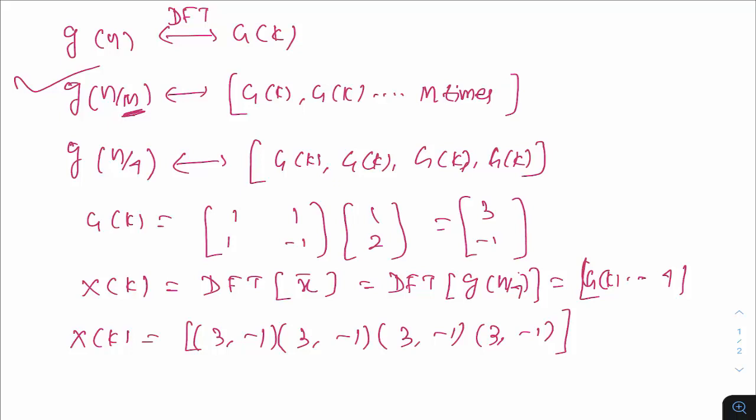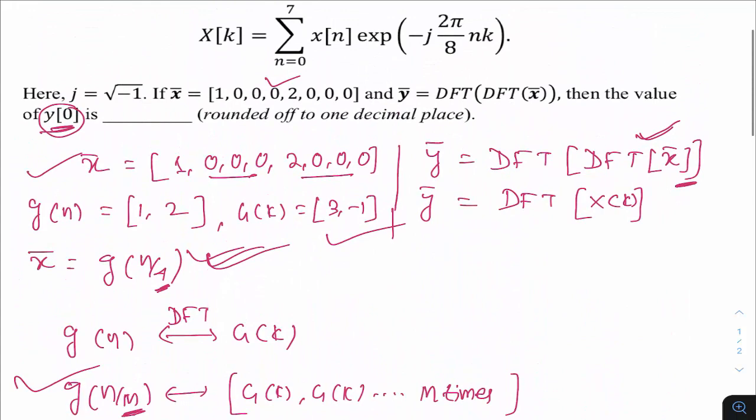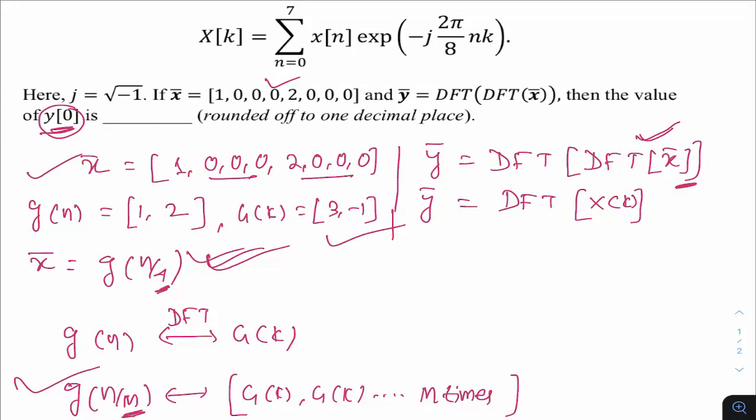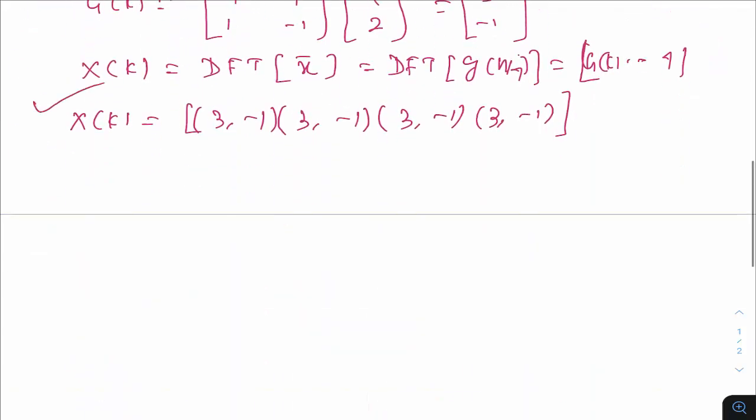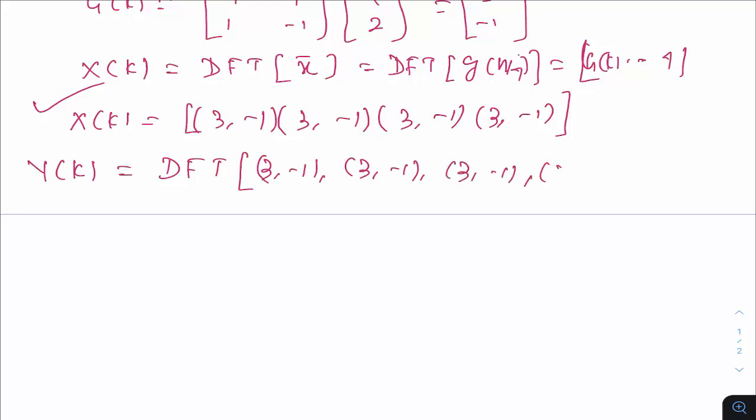Okay, but is this everything? It's not, because the end question is not to evaluate X of k. The end question is to evaluate the DFT of this one. So the first part, X of k, I obtained. Now I have to take the DFT of this X of k, that means I have to again take the DFT of this sequence. Let's say that is your capital Y of k. This is nothing but the DFT of X of k, that is the DFT of 3 minus 1, 3 minus 1, 3 minus 1, 3 minus 1.